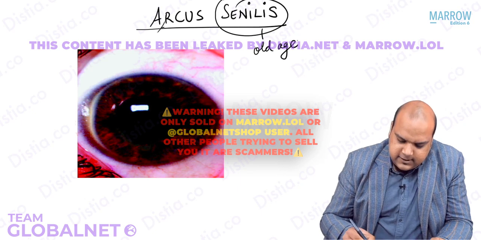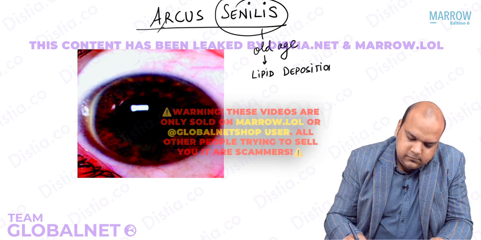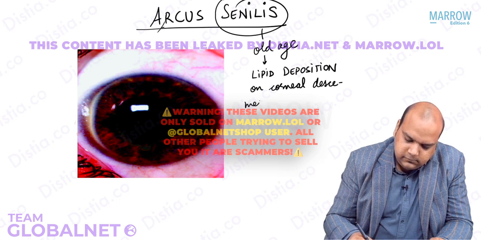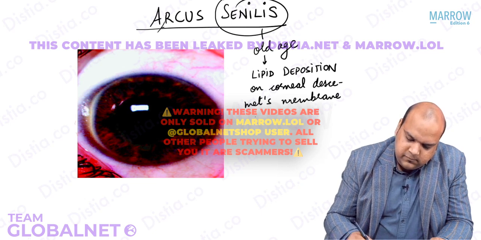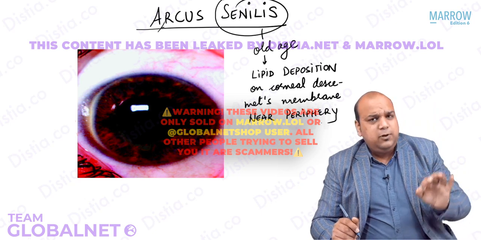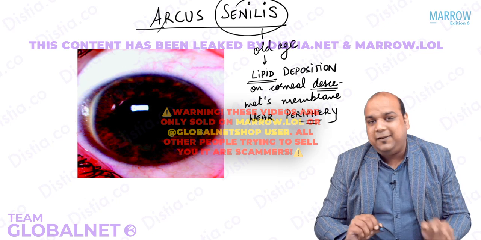Okay. What occurs in old age, everybody? Lipid deposition on the corneal Descemet's membrane near the periphery, or in the periphery, whichever way you want to say. Senilis means old age, deposition of what, everybody? Lipid. Which layer? Descemet's, and in the periphery.